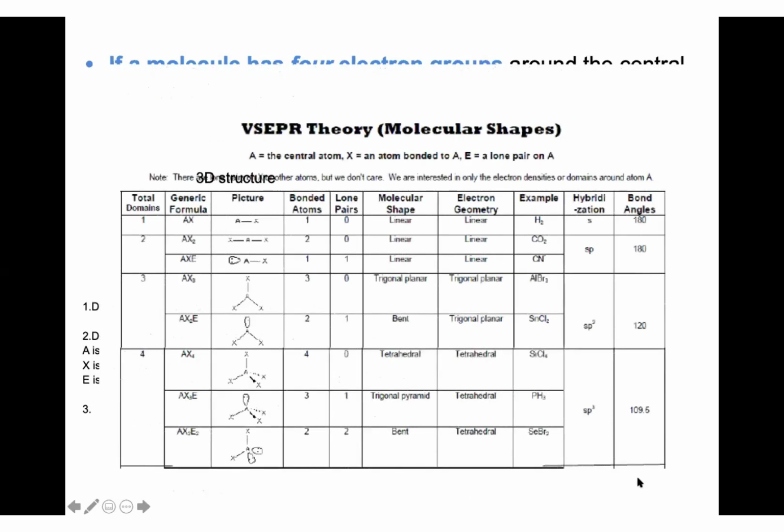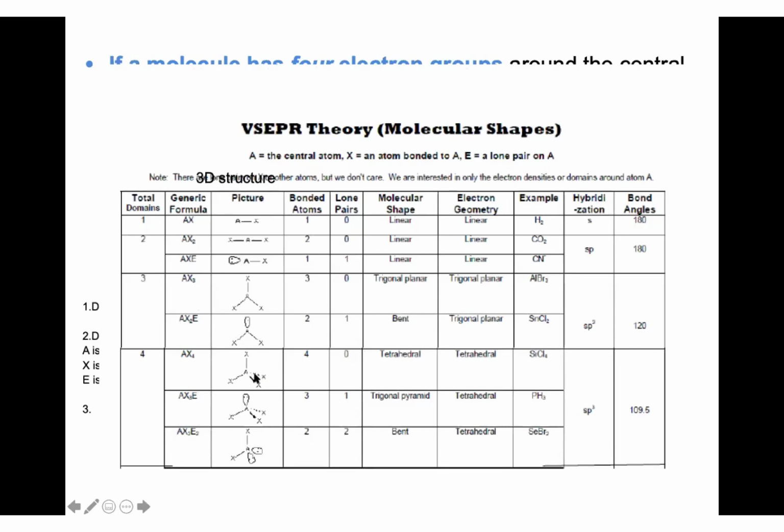And then we're gonna go to a table and find AX4. What was the generic formula for CH4? It is AX4. So I find under the column of generic formula AX4 and I go to this row that belongs to AX4. This is the territory for AX4. Whatever is in this row belongs to AX4. So here is the 3D structure of AX4, or CH4, here.